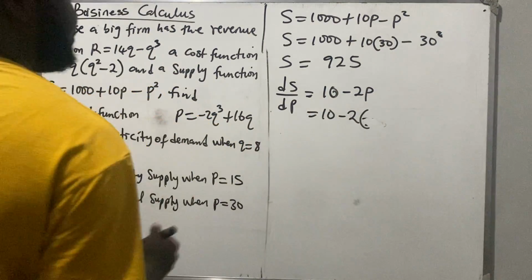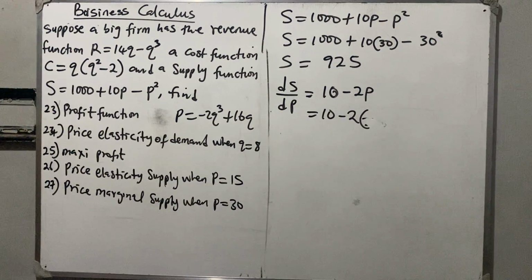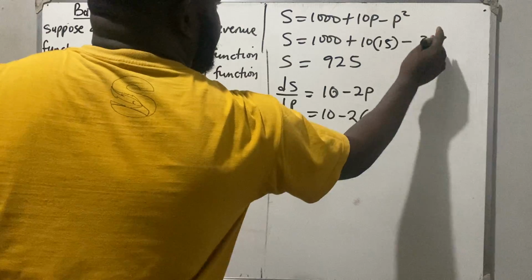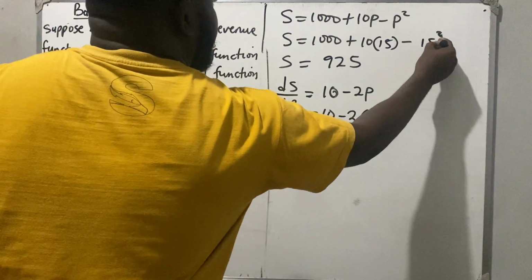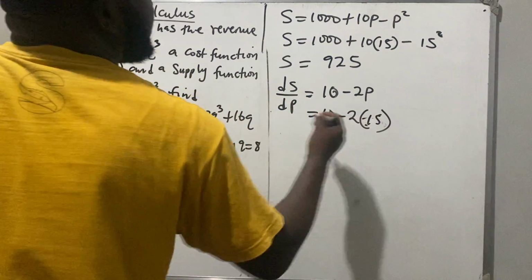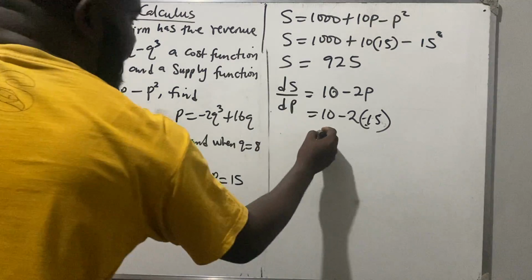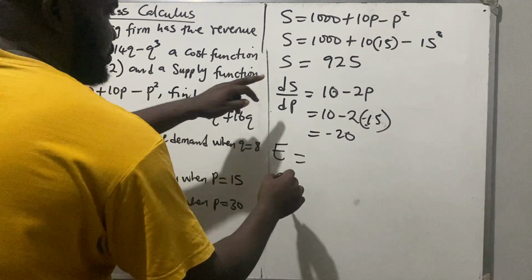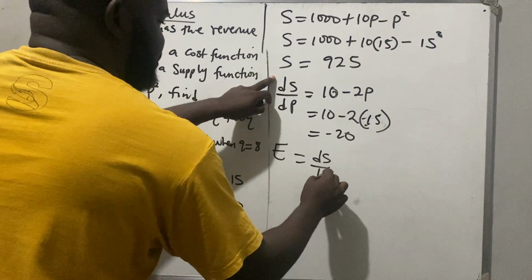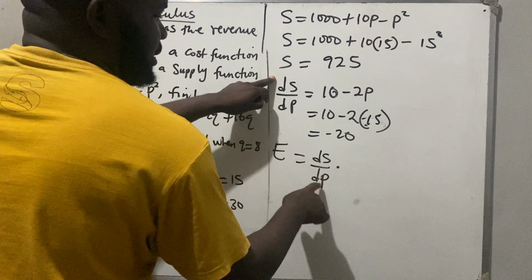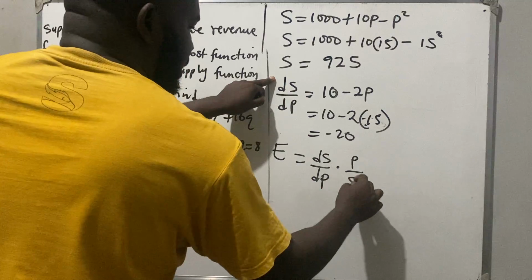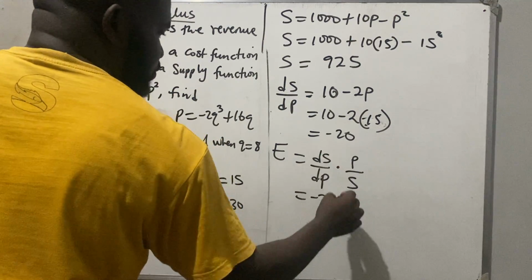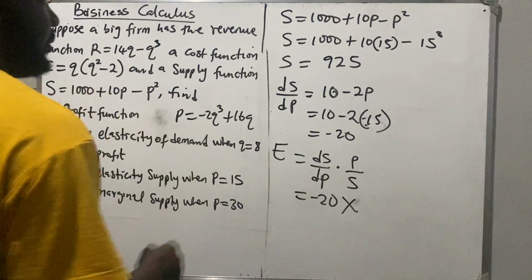Sorry, P is 30 or 15? P is 15. So here is 15, not 30. So 15 here gives you 30, minus it gives you minus 20. So our elasticity is the same thing as what? dS/dP multiplied by P over S. P will now be up, S will now be down. So you have minus 20 multiplied by our P.